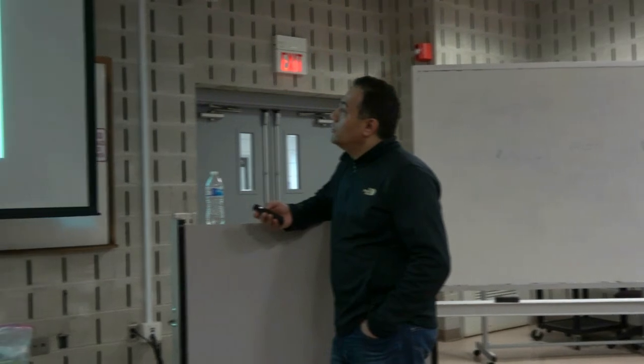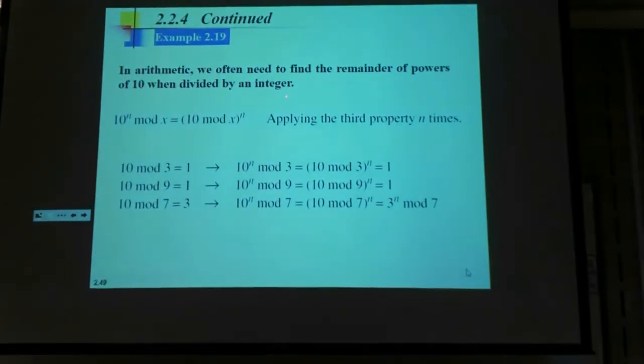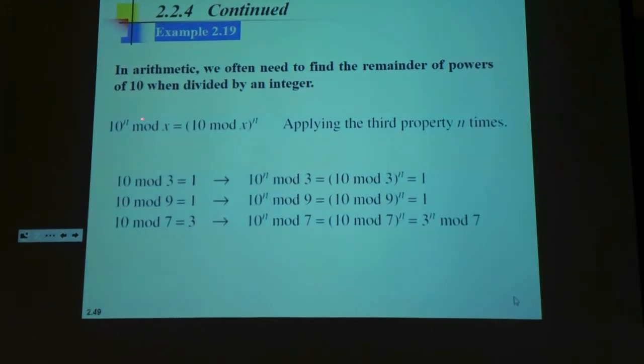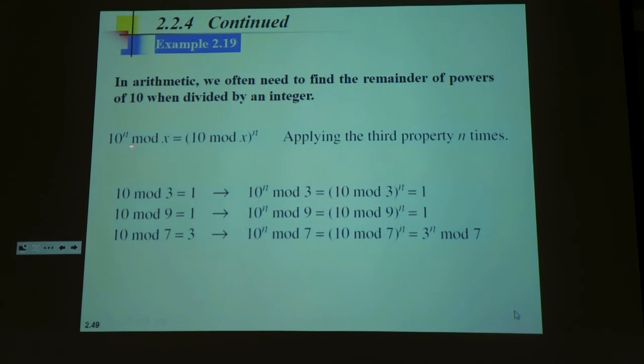Also, when it comes to powers of 10 divided by integers, for example, 10 to the power n mod x equals 10 mod x, then power it to n. Remove the n, calculate, then raise to n, applying the third property n times. For example, 10 mod 3 is 1, so 10 to the power n mod 3 equals 10 mod 3 to the power n, which gives you 1.